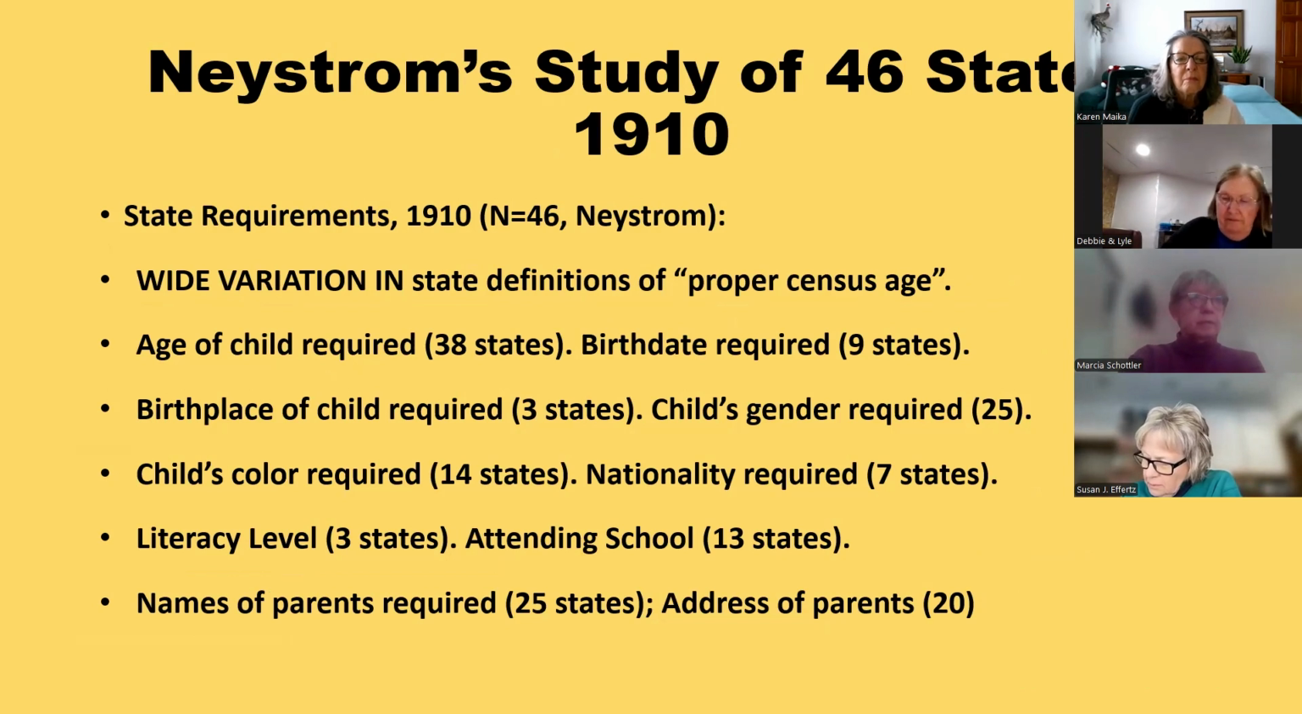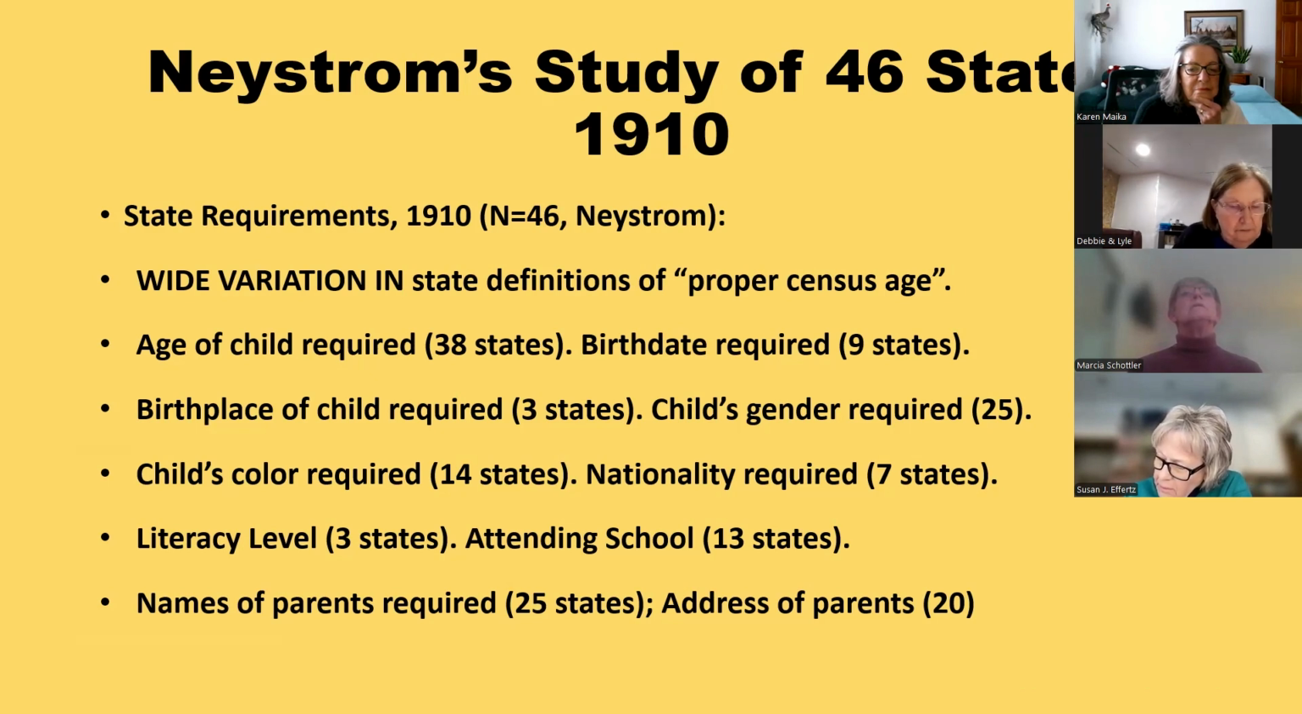This is Nystrom's study of 46 states in 1910. I was just thrilled when I found this because he did this study across 46 states, and it was the first one that was done. And he found there was a wide variation just because people were operating on the knowledge they had in their state or what they felt was fair for their state. So the age of the child was required in 38 states, but not in the 48 that would have been available. The birth date is required in only 9 of those states. Montana was one of them. The birthplace of the child was required in 3 states. Montana did not require the birthplace, so you had to find that elsewhere.